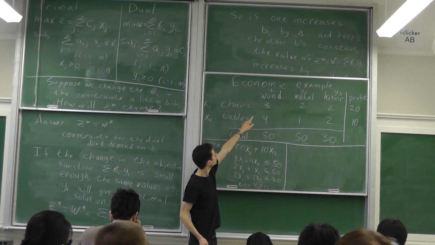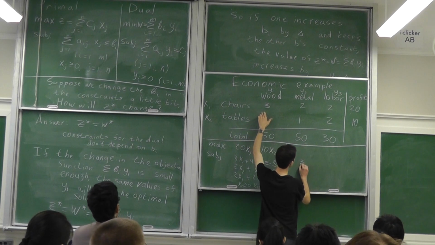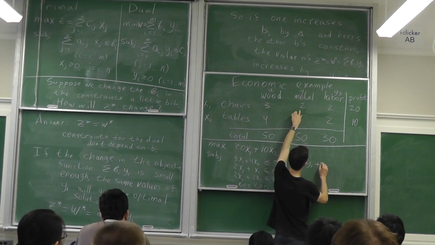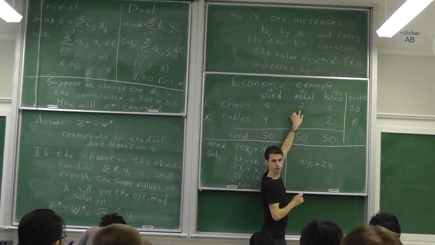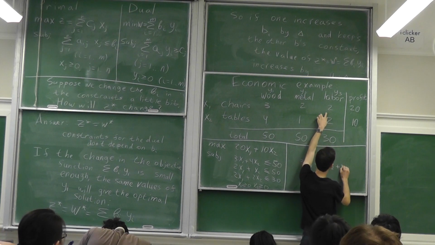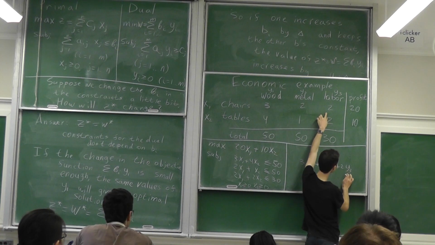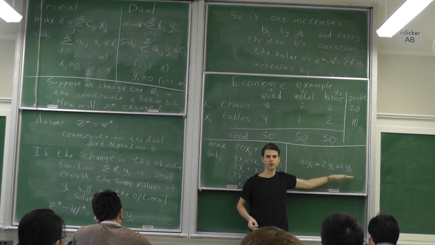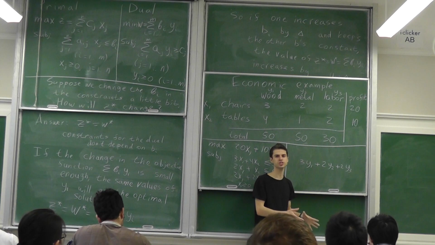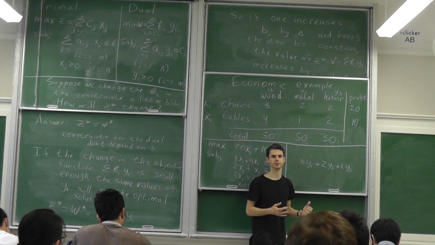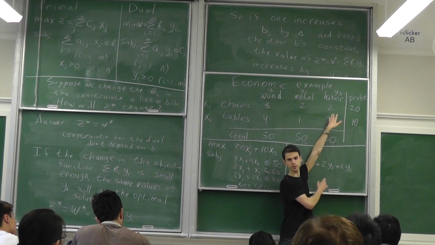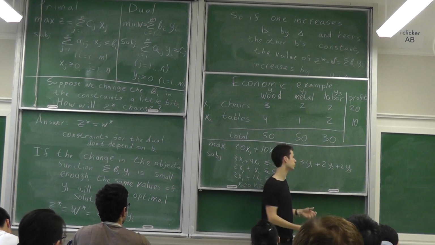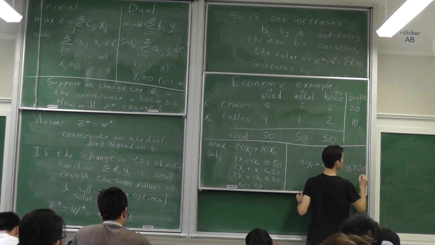Once again, if I sell 3 units of wood, I'll get 3 times y1 dollars. If I sell 2 units of metal, I'll get 2 times y2 dollars. And if I sell 2 units of labor, I'll get 2 times y3 dollars. I want this amount to be at least as large as my alternative plan: actually using the same units of wood, metal, and labor to produce a chair, sell it, and get $20 of profit. So here I want to get at least $20.